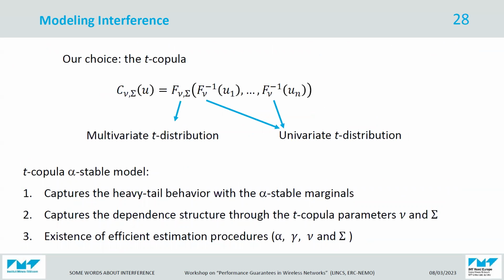Which shows the T copula. I will not go into it. We tried others, but I think this one is quite good for the questions we have. So the heavy tail: in the end, we've got this T copula alpha stable model. T copula for the dependence, alpha stable for the marginals to capture the heavy tail behavior, and then the dependence through the copula.